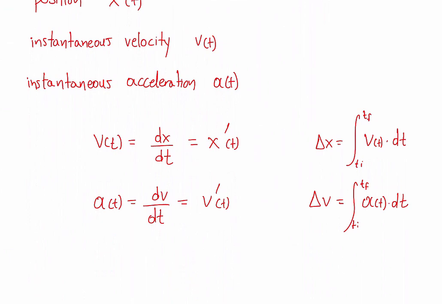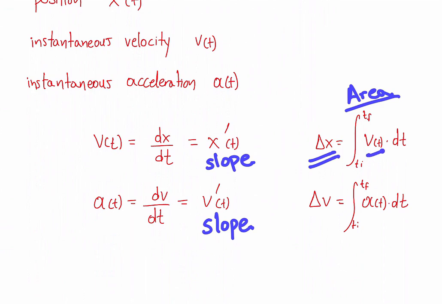acceleration. Now, one more thing that we need to know is that the meaning of derivative is the slope of the position versus time graph, or the derivative of velocity is the slope of the velocity versus time graph. So we can find the velocity and the acceleration from the slope of the position or the velocity graph. And the meaning of antiderivative is the area under the graph. So the change of position is the area of the velocity graph, and the change of velocity is the area of the acceleration graph.